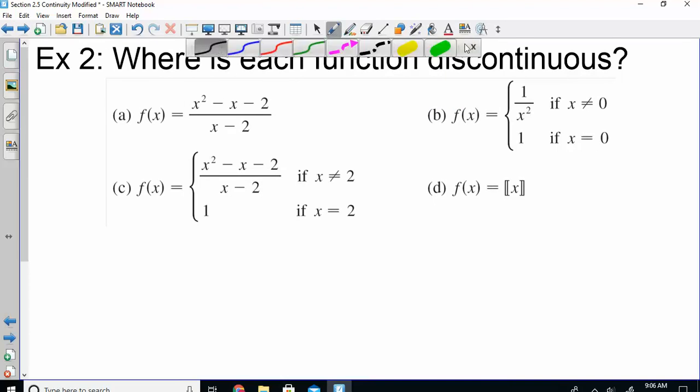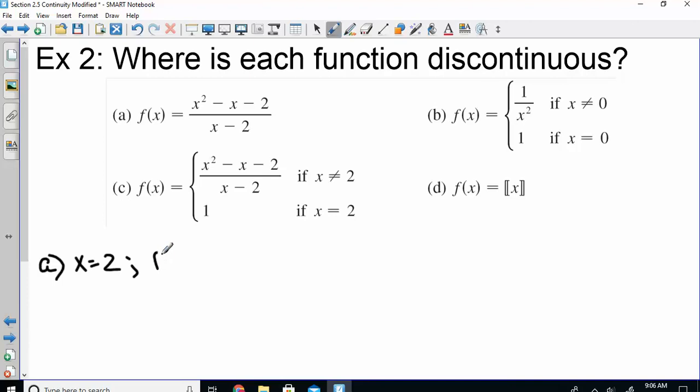All right, let's decide if any of these are discontinuous, or where each one is. So A, we shouldn't even have to graph that anymore. We should know where that is going to be discontinuous. And that's because the function does not exist. Anytime you have a fraction, if the bottom's 0, the function doesn't exist there. And it's a discontinuity.